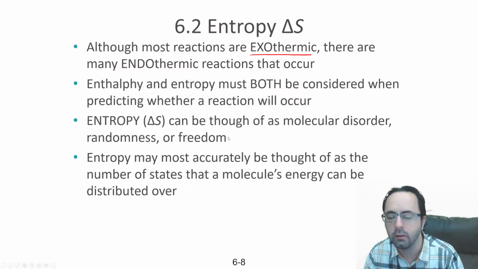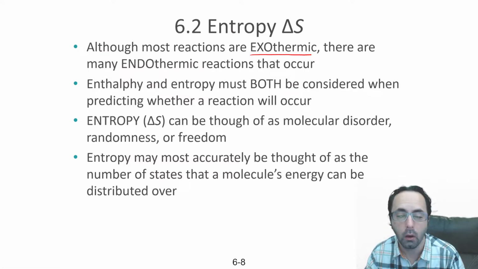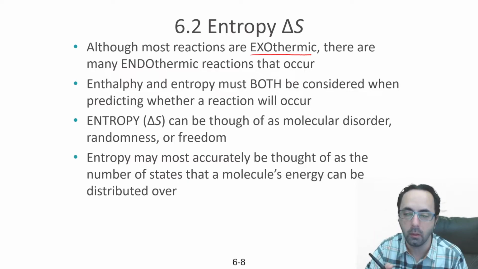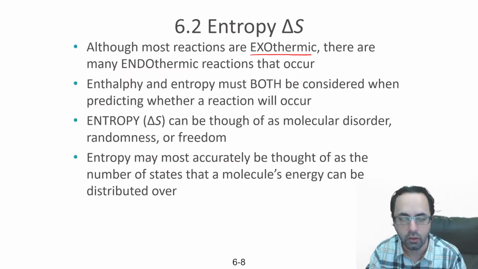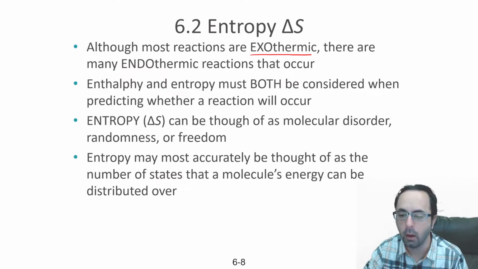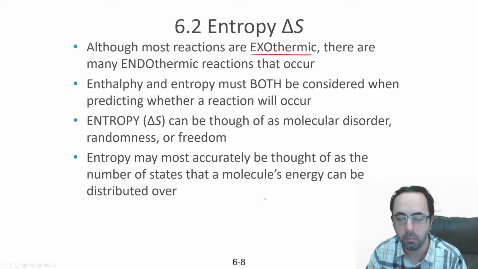And entropy can be thought of as molecular disorder or randomness or freedom. When the atoms can move around more freely, that's greater entropy. And when they're more locked in place, that's lesser entropy. More accurately, from a statistical view, entropy can be viewed as the number of states that a molecule can occupy, and this is a great number of states. It can include the position of a molecule, its orientation, and all other things that describe its movement, its speed, and so forth.